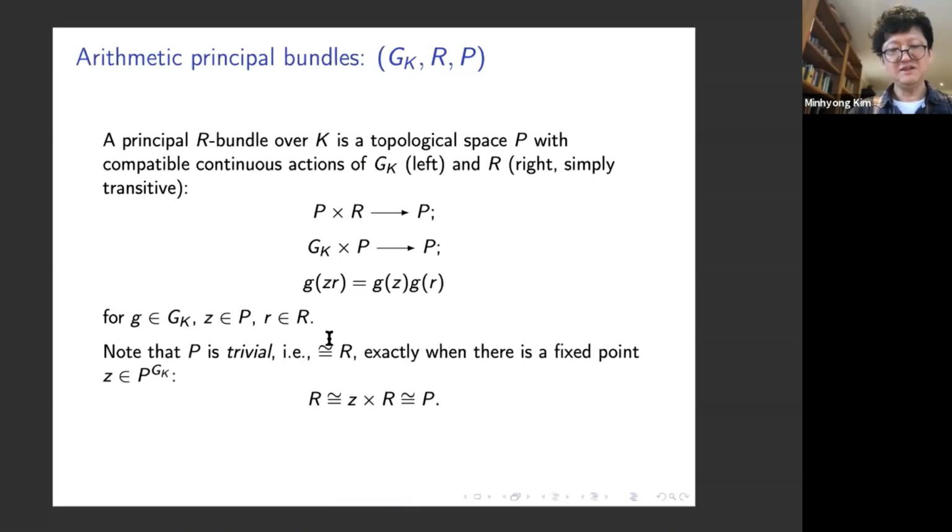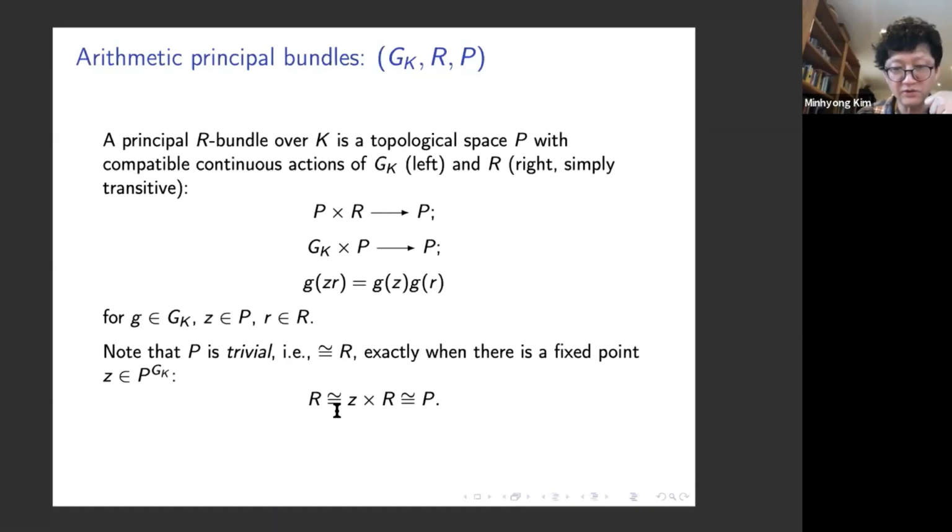Now, in this case, you can set up the categorical formalism carefully. I'll skip most of that, but I will point out that the principal bundle is trivial. Trivial means it's just isomorphic to R itself, right? But in this category, it means it's trivial with the Galois action. And it's easy to see that that's true if and only if this principal bundle actually has a point fixed by the Galois action. So you can see there's a non-trivial criterion, depending on what your construction is.